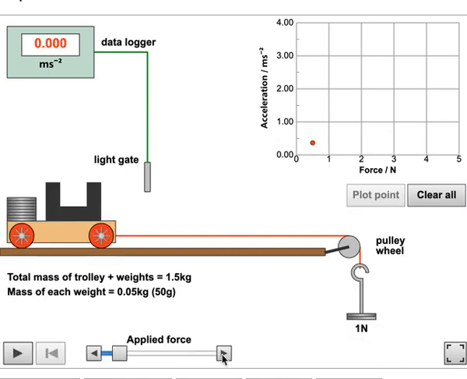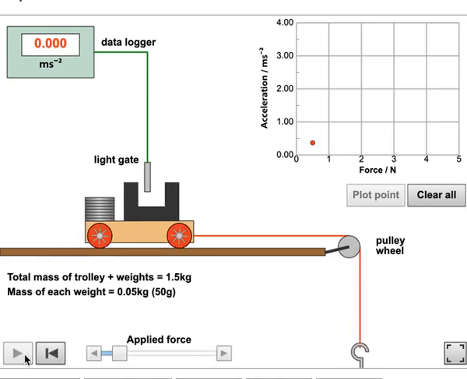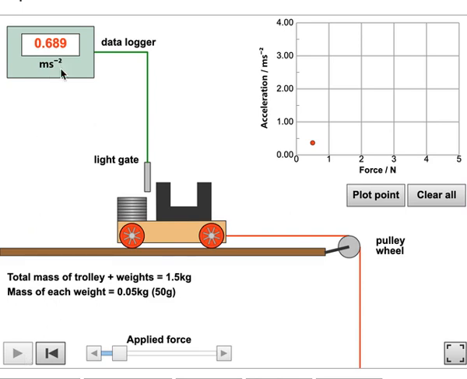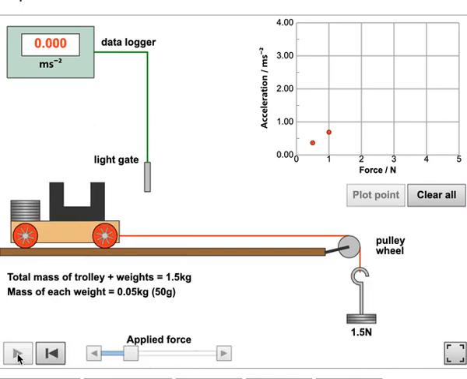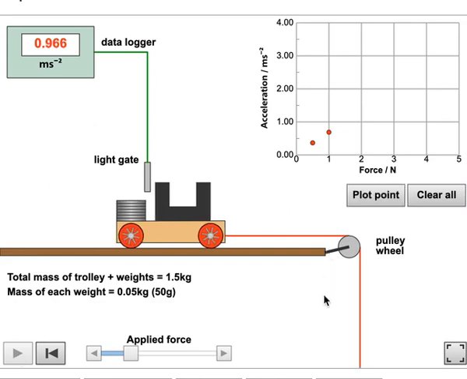Then we'd increase the force that we are pulling with. So now it's 1 newton, and it would be 0.689 meters per second squared. We'd plot that point on the graph, and we would carry on doing this with different weights, so different forces that we're accelerating it with. In this case, 0.966 now for 1.5, and we keep plotting those points on our graph.